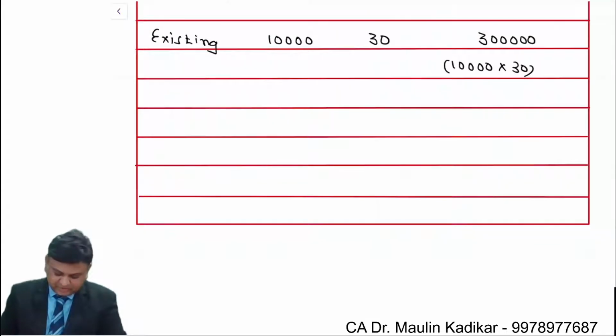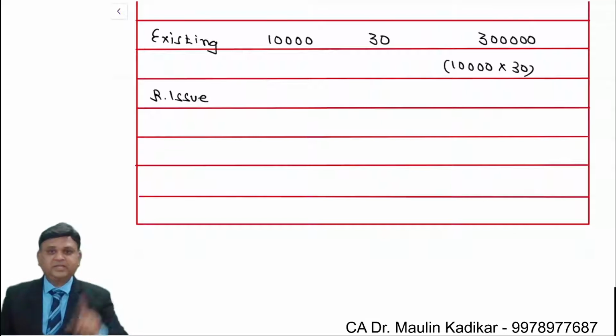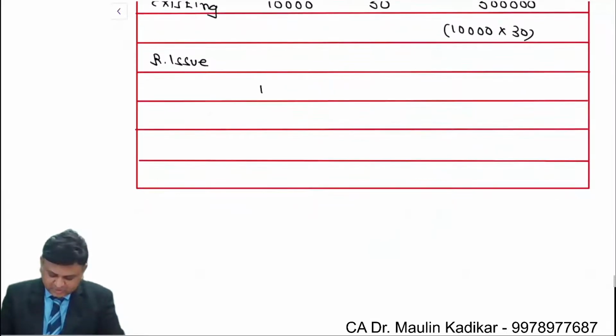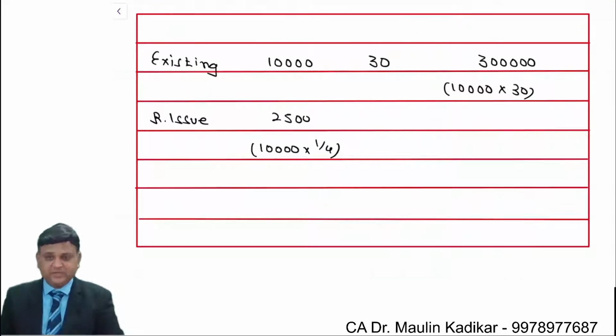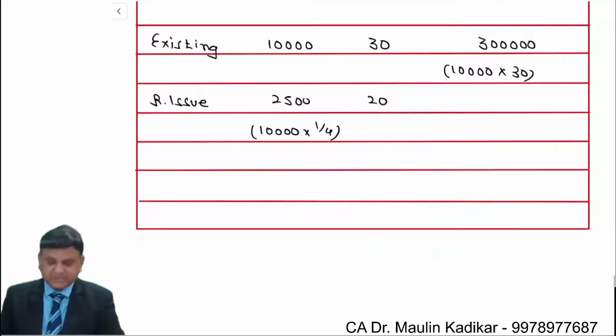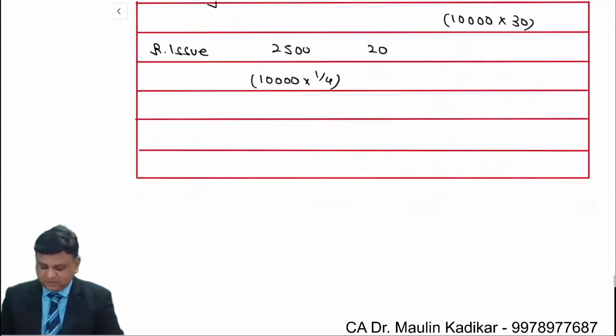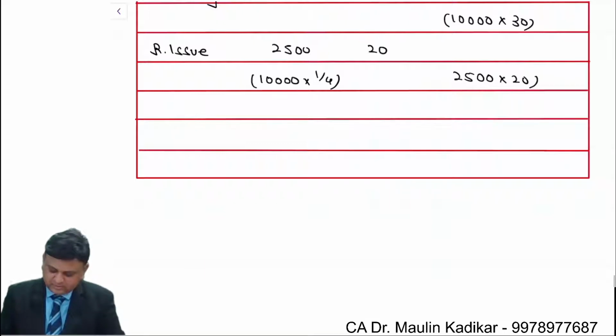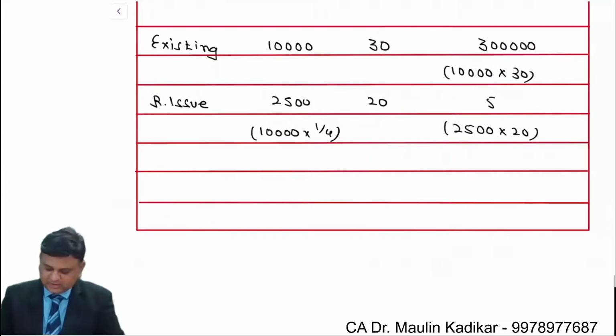Then information is given for the right issue. What is the right issue? 1 for every 4 shares held. So it is 10,000 into 1 by 4. So it is 2,500 number of shares and the price per share is 20, the price at which it has been issued. So 2,500 into 20 comes to an amount of 50,000 which has been collected from the investor.